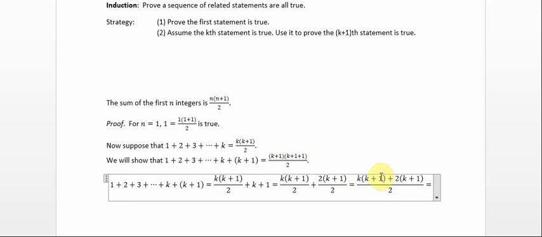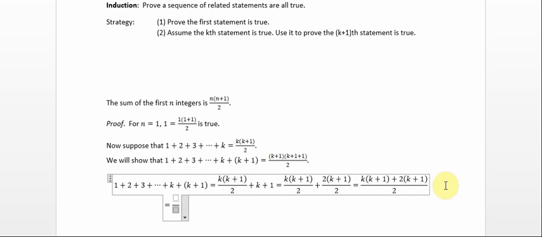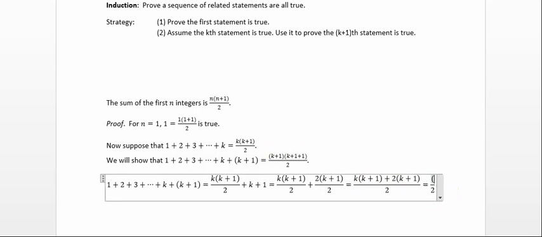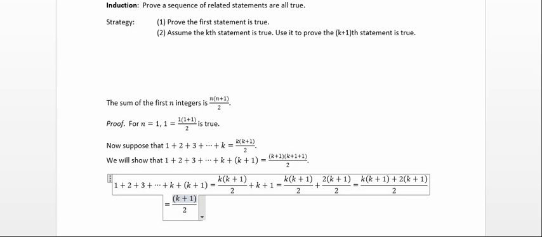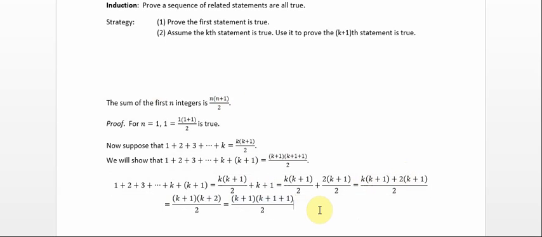Now I just need... So yeah, I think both of these terms have a k+1 in them, so I can go on to another line. I can factor out the k+1. And what does that leave? That leaves a k, and it leaves a 2. Which is equal to k+1 times k+1 plus 1, over 2. Which is our formula with a k+1 plugged in. If I put a period.